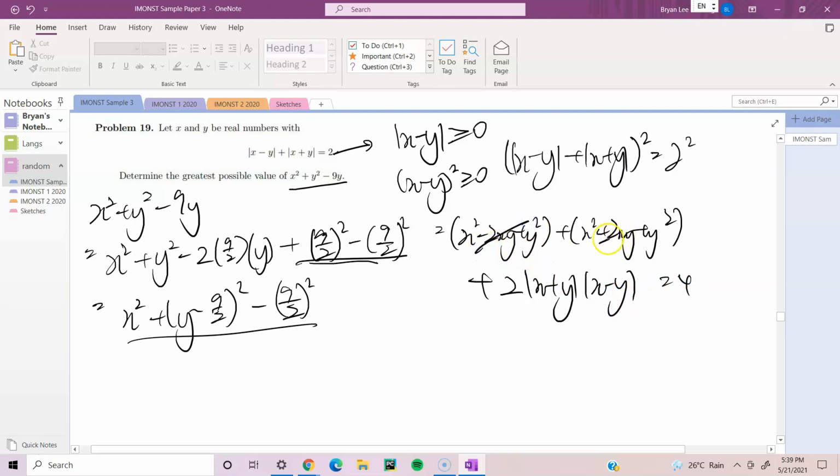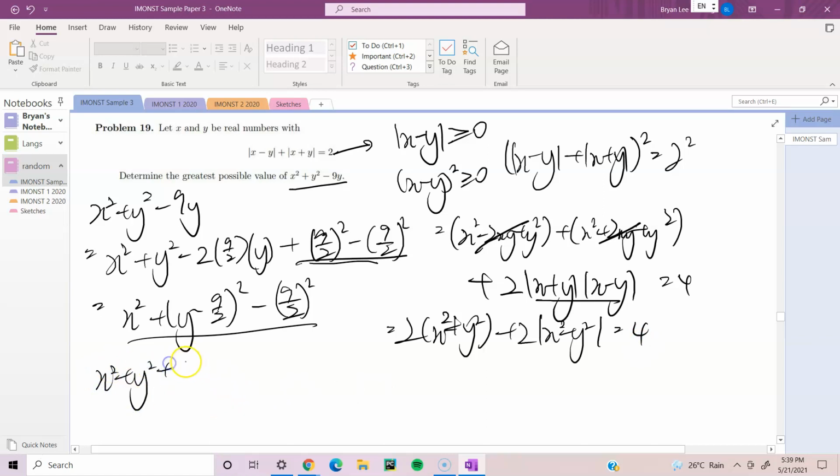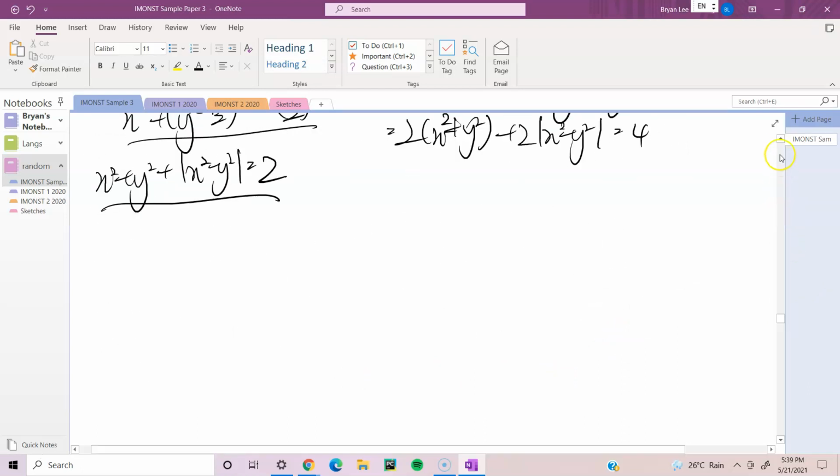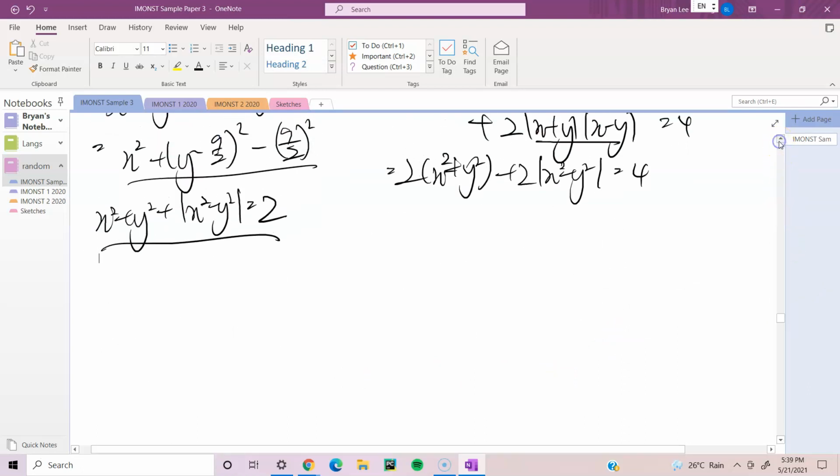Now, cancelling these two, we would have 2(x squared plus y squared) plus 2 times absolute x squared minus y squared equals 4. Now we can divide both sides by 2, so we would have x squared plus y squared plus the absolute value of x squared minus y squared equals 2, right, this thing. So we move up a little bit because we need to see this.